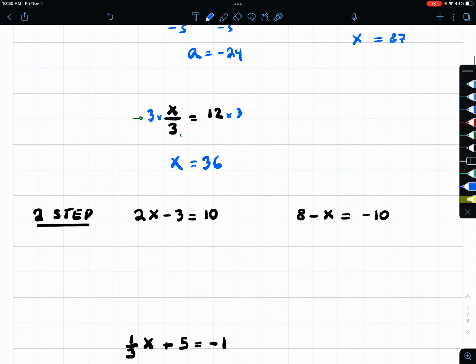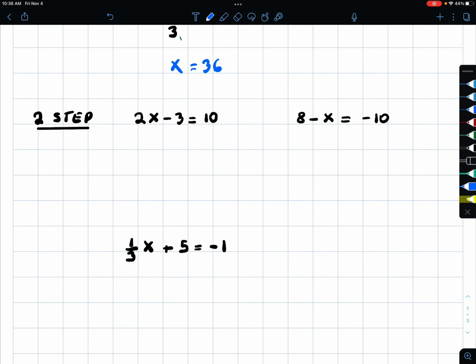What happens when there are more things on it? Well, let's check this one. We call them two steps because two things are happening. So let's look at the first one. If I have the x, the first thing that's going to happen to the x is I'm going to multiply it by 2. Then I'm going to subtract 3. So when I'm isolating, I've got to take care of the last one first.